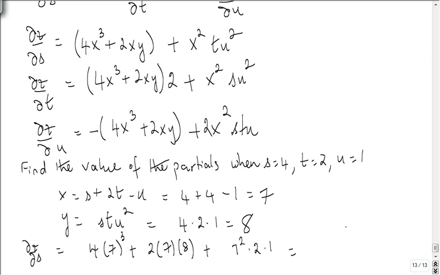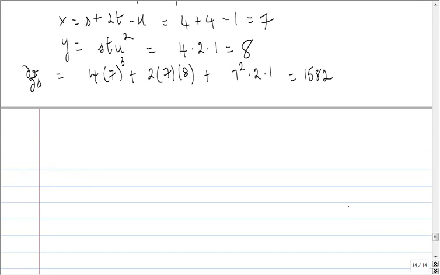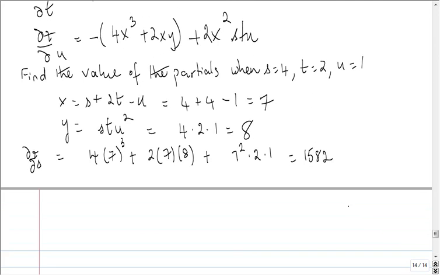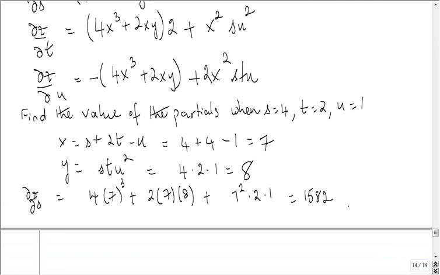Somebody did it already? The first one is 1582. Partial z, partial s, I got 1580. Okay, everybody got 1582. Okay, I'll accept it. And you do the same thing for the others.